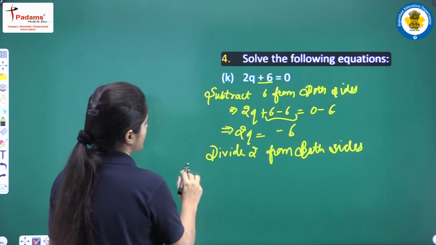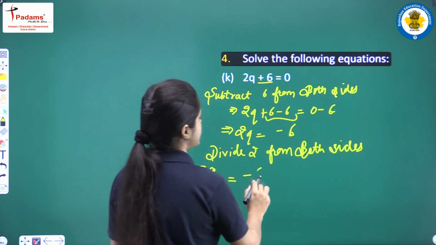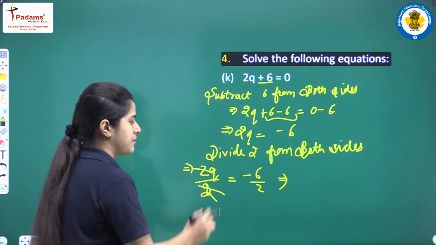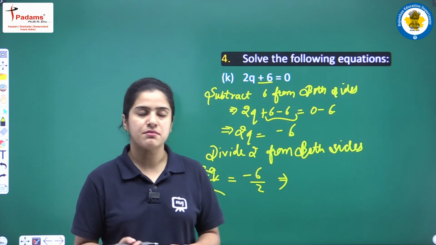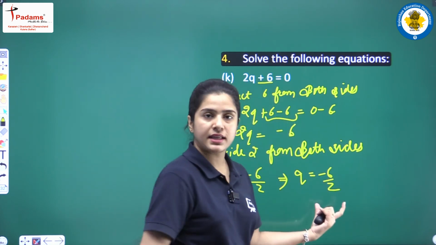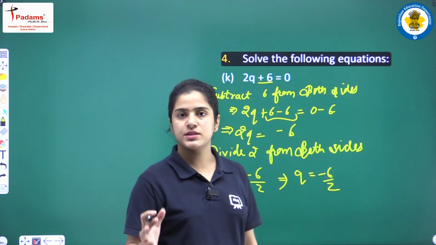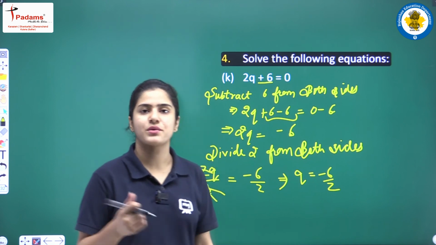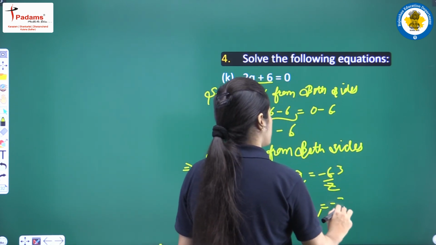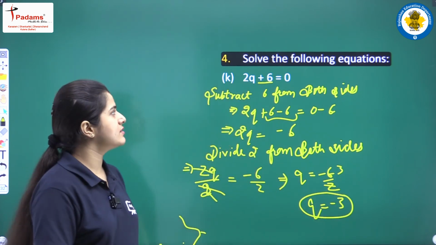Okay students. So 2q upon 2 is equal to -6 upon 2. So students, 2 will be cancelled out from this 2, right? Because numerator and denominator are the same. So this q = -6 upon 2, right? Now students, 6 upon 2 is 3. 6 divided by 2 is equal to 3, as 2 into 3 is equal to 6, students, okay? So q = -3, okay students? Very easy. Looking at another question.